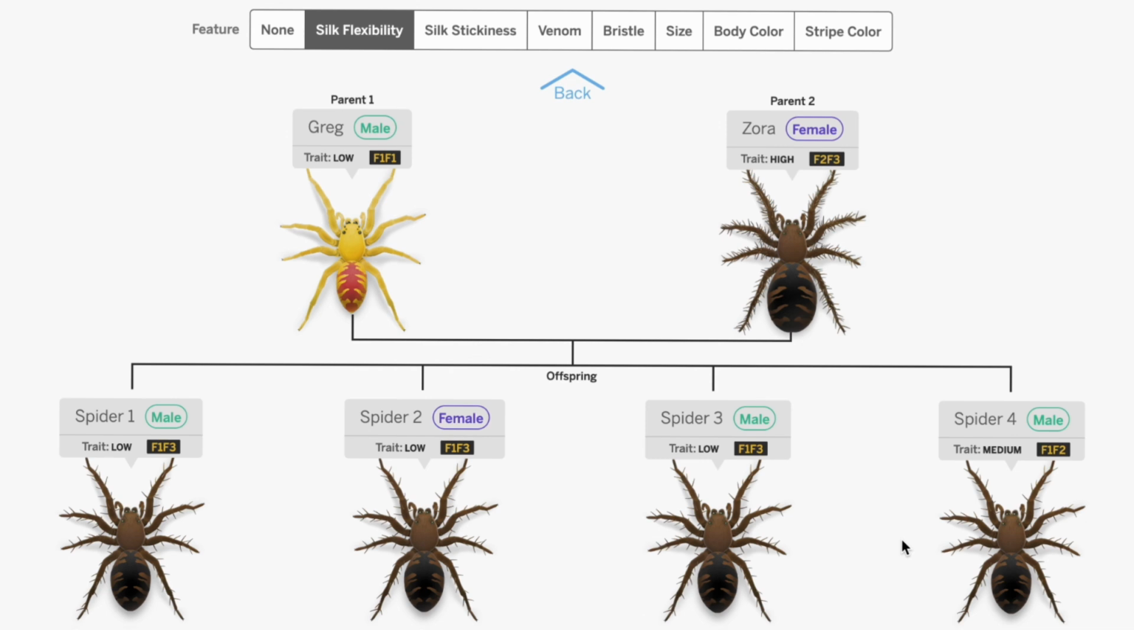Yeah, because it didn't get the same combination as its siblings. Spider 4 got a different combination. Although all of the spiders got genes from their parents, one from each, because of the variation of combination, they were able to have different traits as well. All right, so I guess this kind of proves your point of what you were saying.